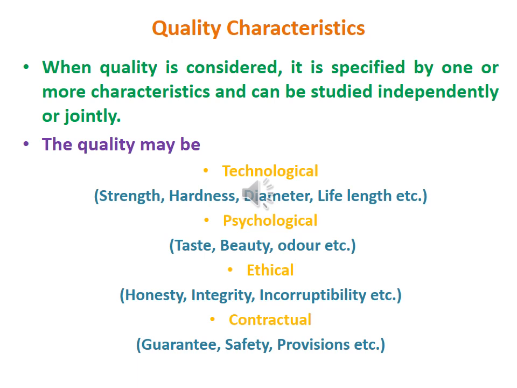Characteristics. When quality is considered, it is specified by one or more characteristics and can be studied independently or jointly. The quality may be technological: strength, hardness, diameter, life length, etc. Psychological factors: taste, beauty, etc. Ethical factors: honesty, integrity, etc. Contractual guarantees: safety, provisions, etc. These factors come under quality characteristics.